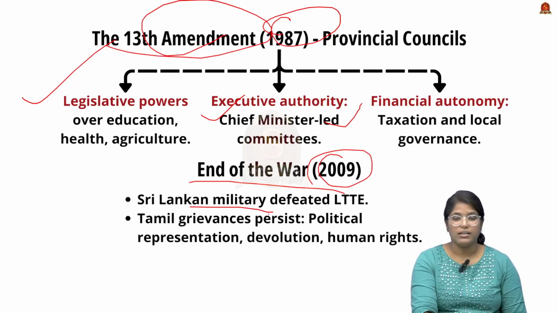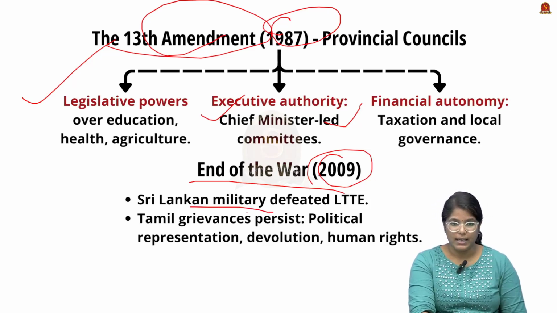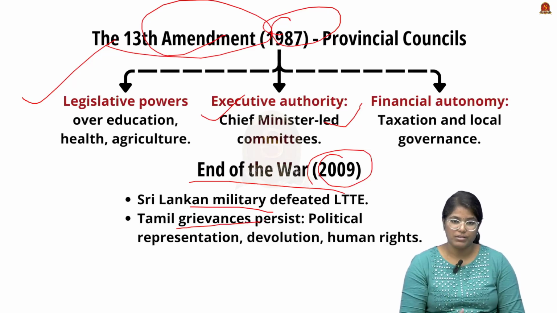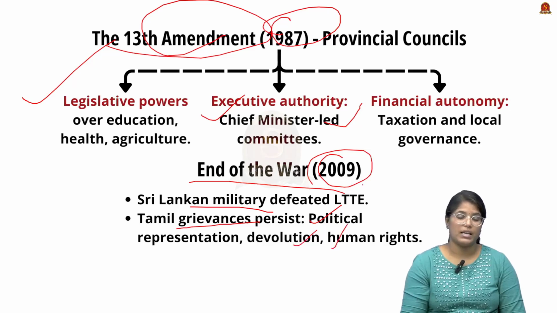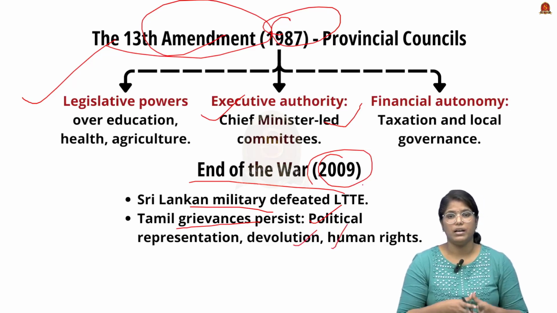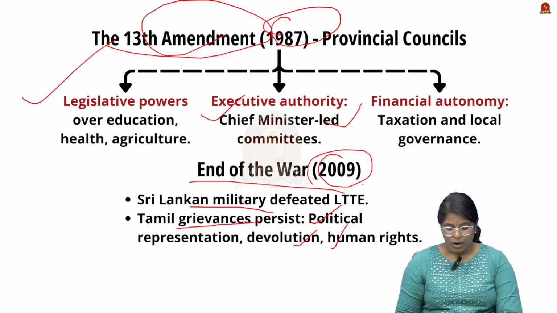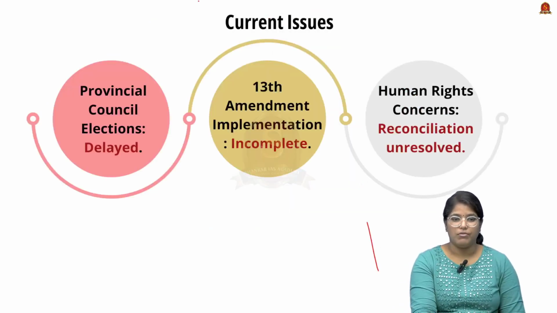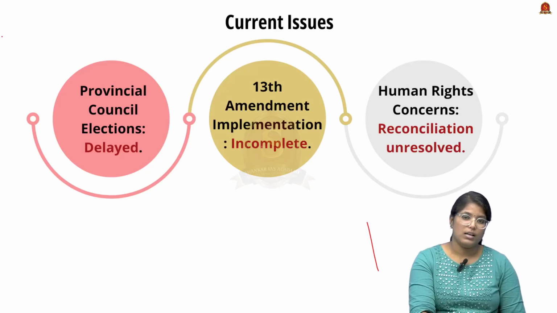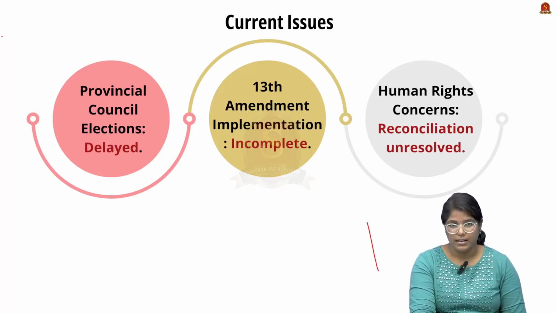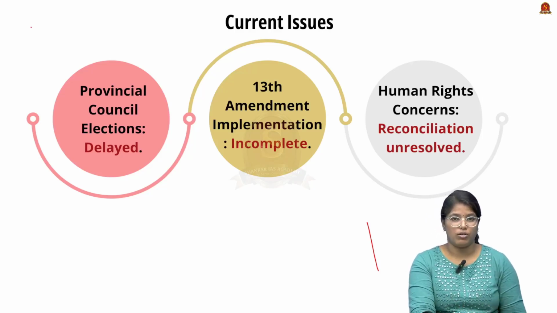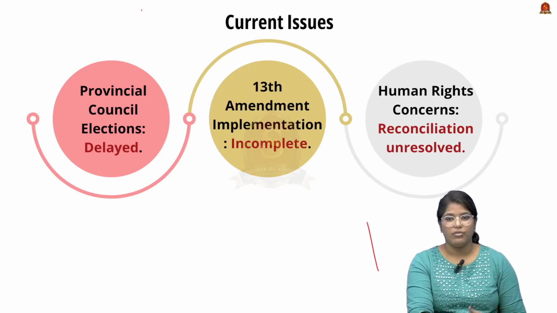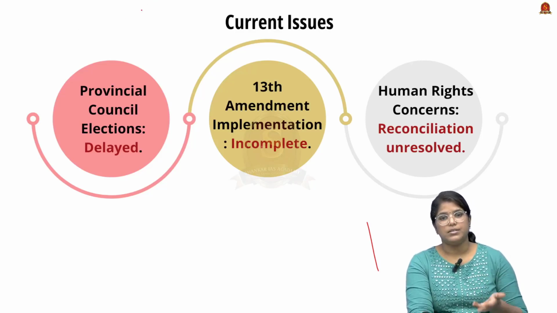The Sri Lankan military defeated the LTTE. This led to Tamil grievances, and a lot of issues of political representation, devolution, and human rights are still not being properly addressed. Now, currently the Provincial Council elections are being delayed. This means that the 13th Amendment made to the Constitution of Sri Lanka is not fully implemented yet, and a lot of human rights violations are happening even today.